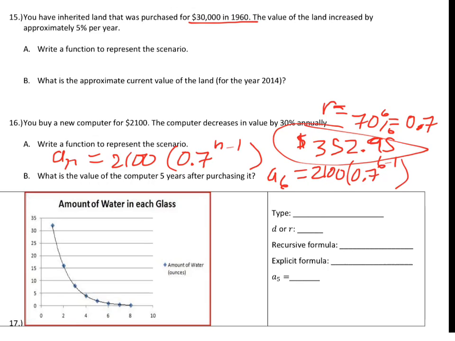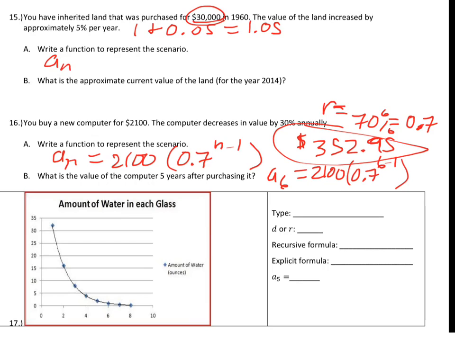And that's going to bring us over to 15. Inherited land purchased for 30,000. So this is our initial value. The land increased by approximately 5% per year, which is actually quite good, especially on the 30,000. Right, function to represent this scenario. Well, the function, right, is going to represent how much money is in the bank. The approximate interest here, you're going to add that to 1 to get what you have to multiply by to get the next term of the sequence.